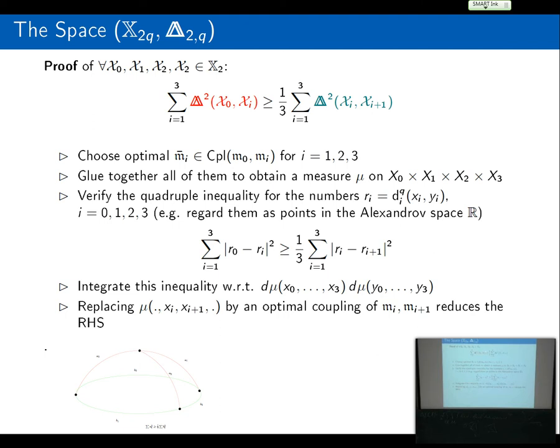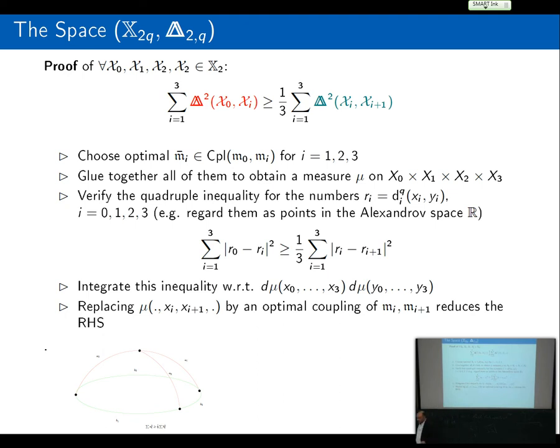So we have this, we want to prove this. Now, we know that between any pair of metric measure spaces, we have one optimal coupling. More precisely, an optimal coupling between the measures. So these are the measures m bar 1, m bar 2, m bar 3. We all connect them to this center.